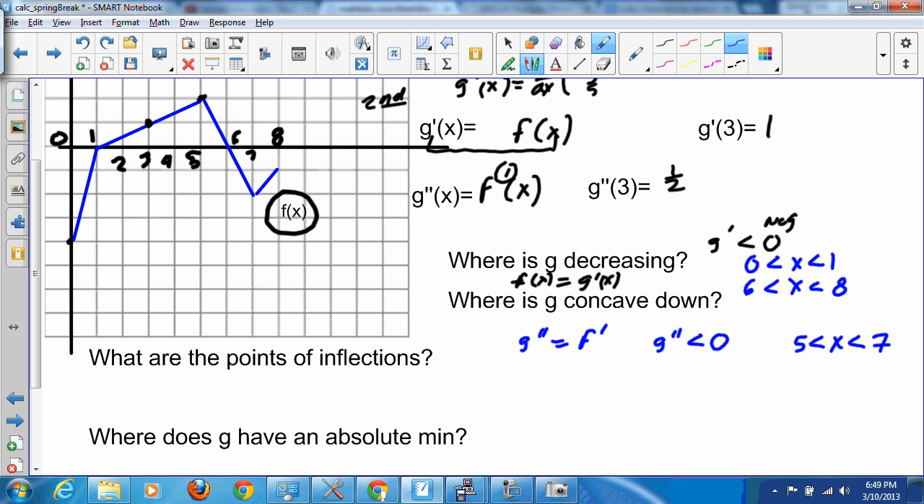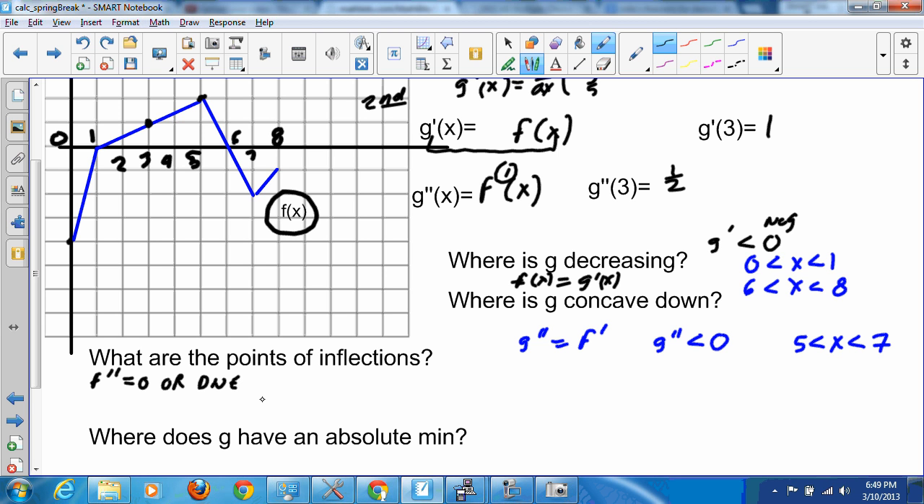Okay, let's continue with this problem. The next part is asking us about the points of inflection. So when we think of points of inflection, we think about where the second derivative is either equal to 0 or where it does not exist. So it's kind of like the critical points on the first derivative test.